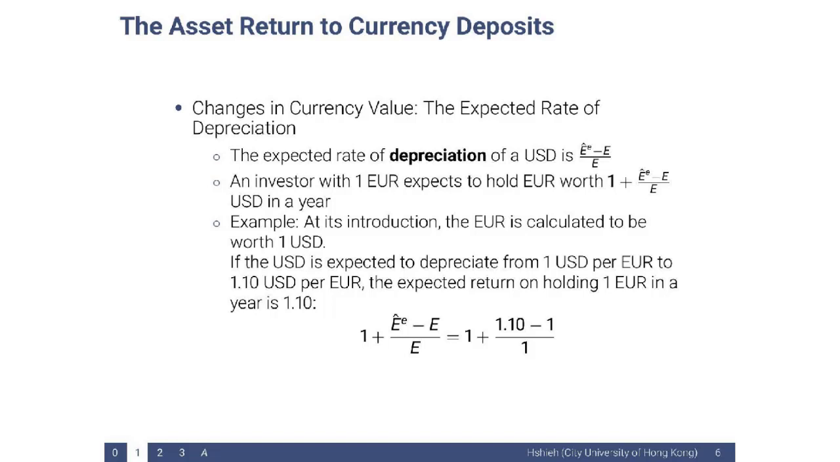And the second bullet point here: an investor with €1 expects to hold euros that will actually be worth more, right? Because e hat minus e over e, assume it's positive, then you're going to get more than what you had in 1 year if you hold on to the foreign currency. These are just reiterating and reinforcing basic concepts of returns, but in terms of currency terminology.